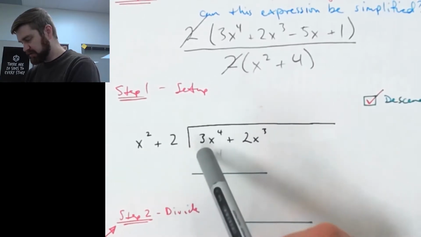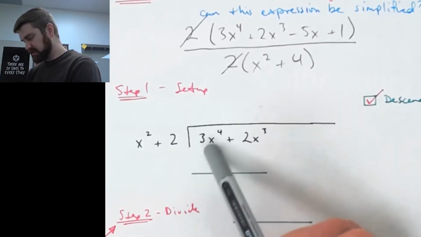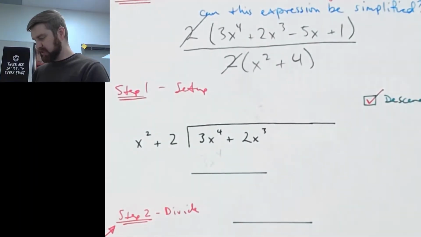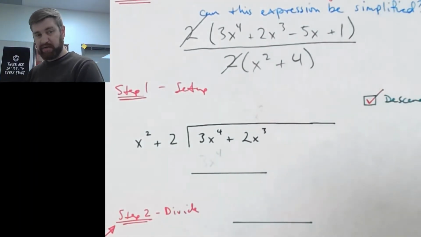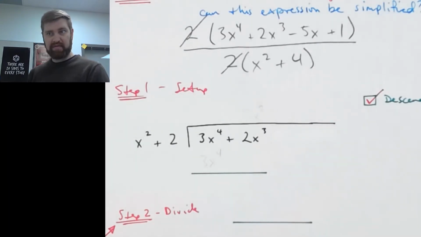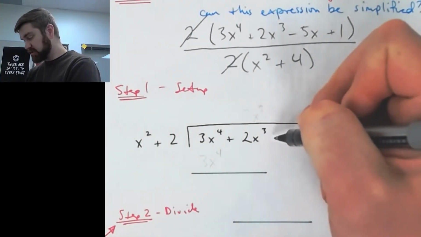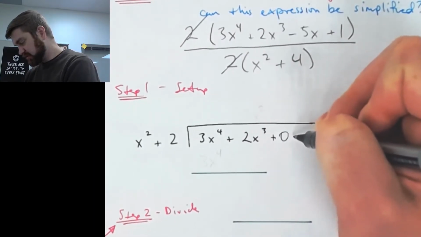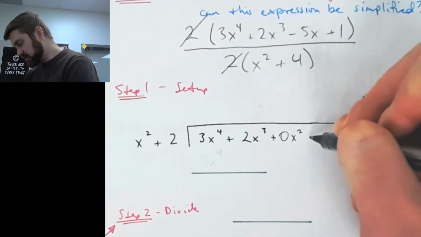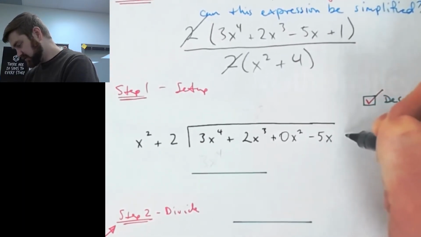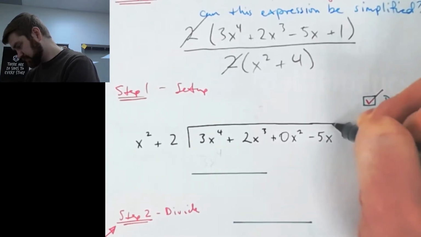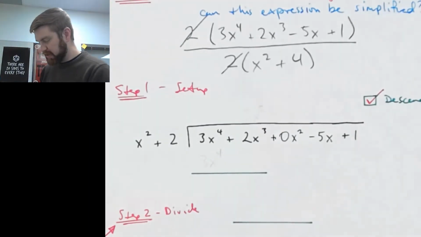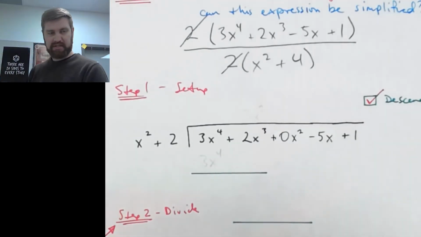Now the setup has this up and over, okay, and we start writing it out here. So 3x to the 4 plus 2x cubed. Now, in this situation, because there is no x squared, you want to have a placeholder for that x squared just to keep everything organized. So I'm going to go plus 0x squared minus 5x plus 1. Okay, and now I'm ready to go.